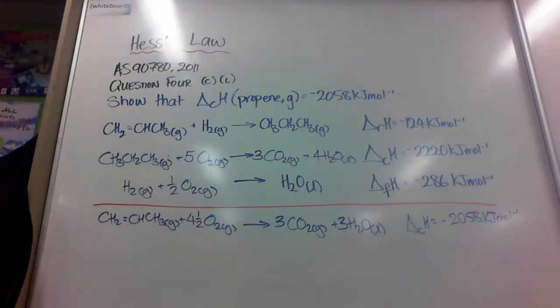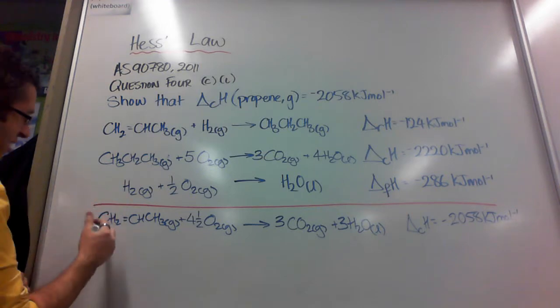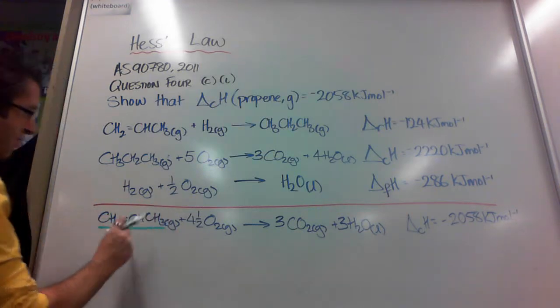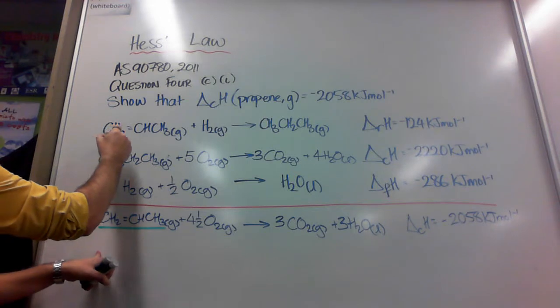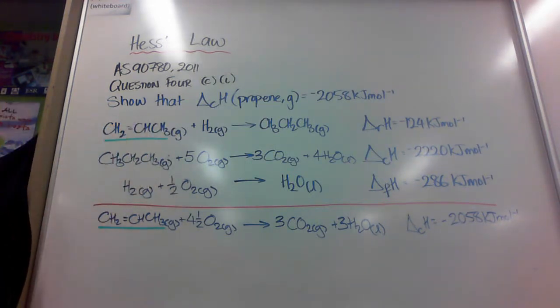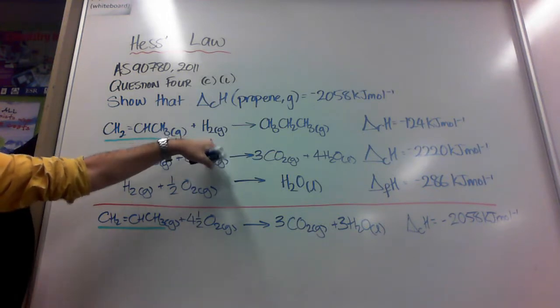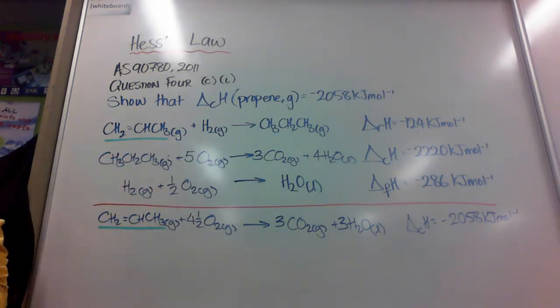oxygens. Now what I tend to do is I look for things that are in common. Okay, so I look for things that are already on the correct side, because it means I don't have to manipulate that equation much. So if I have a look at the CH2, CH3, the propene, I can see that's here. So I can just copy that equation straight in. I only need one of them, because there's one here and one here. However, this one has also got hydrogens in it, and this one doesn't. So that's going to cause a bit of a problem. So I need to get rid of those hydrogens somehow.